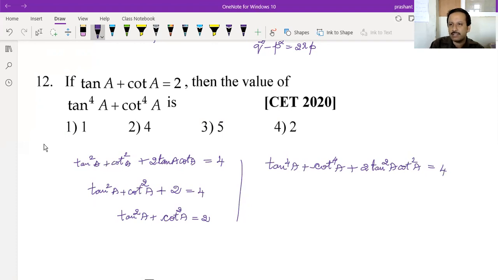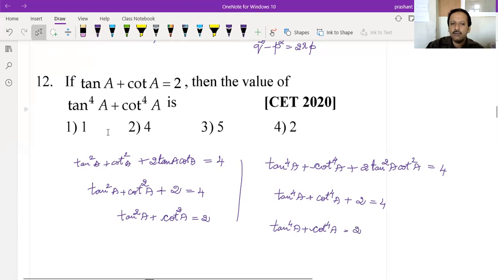Again, I'm squaring this equation, a plus b, a square plus b square plus 2ab. So now tan power 4a plus cot power 4a plus, again here, tan square a into cot square a. This cot square a can be written as 1 by tan square a. That tan square a gets cancelled, so I'll have 2 here, equal to 4. This 2 will go to that side. So you have tan power 4a plus cot power 4a is equal to 4 minus 2, which is equal to 2. That is the fourth option.